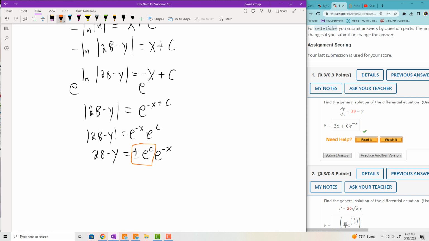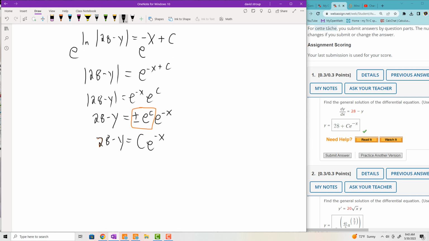Okay. What's going on right now is it's kind of encoded all the little steps that we've done. But at the end of the day, this thing in the red box will just be determined by x and y. So I don't need to have this record of where I've come from. Okay, you could just replace it with a big C. Okay, so I'll have 28 minus y equals big C e to the negative x.